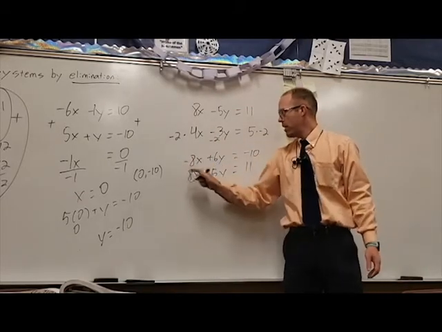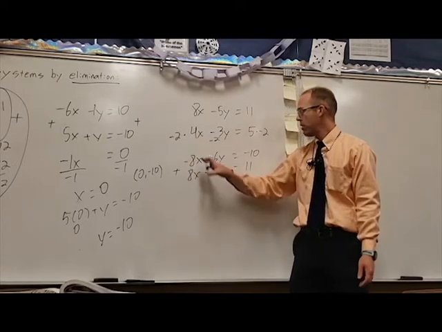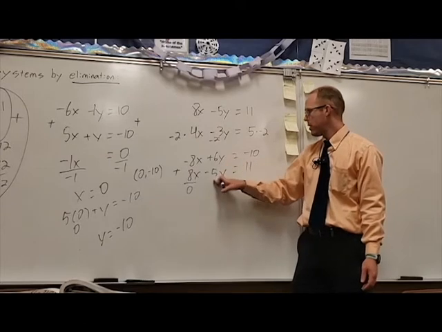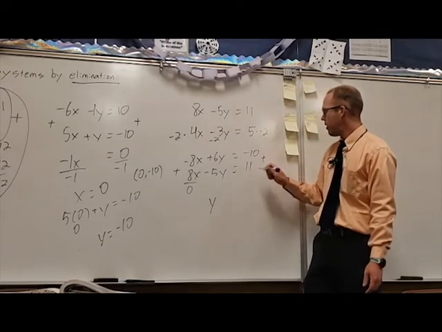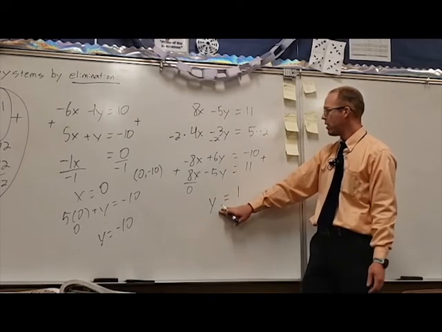Okay, we are now ready. We have a negative 8x and a positive 8x. If I add those together, then they become 0. Let's add these. 6y plus a negative 5y gives me 1y, or just y. And a negative 10 plus 11 is positive 1. So we have our y value as 1.